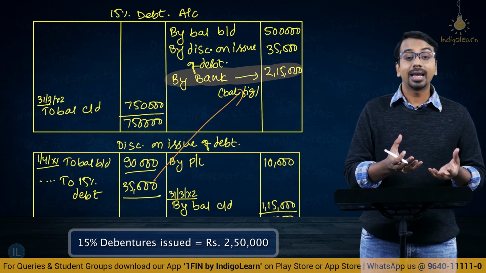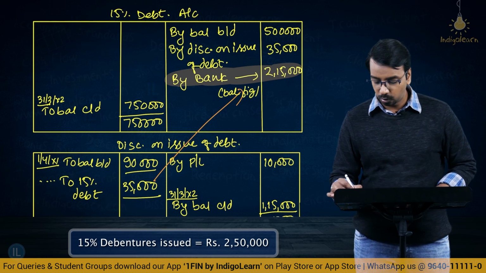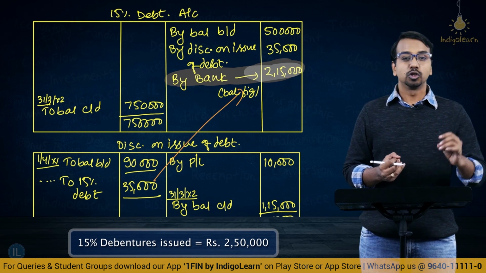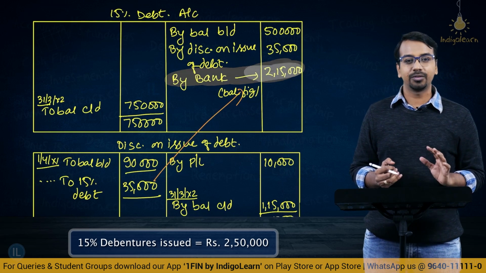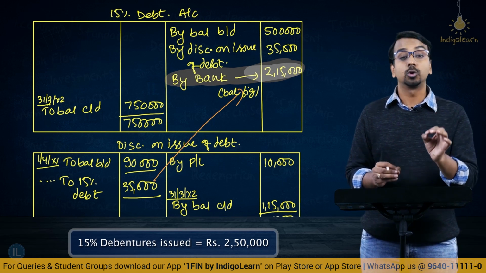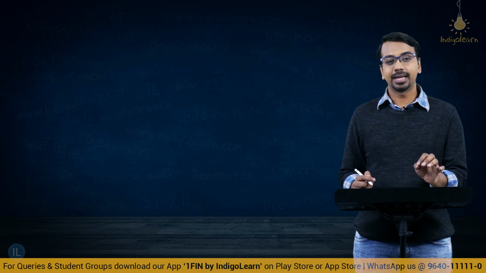Though the debentures balance has increased by 2,50,000, what is relevant for your cash flow is only 2,15,000 that you have actually collected. So what is the cash inflow from financing activity? When you are issuing these debentures, there is a cash inflow of 2,15,000. Now let's prepare cash flow from financing activity.